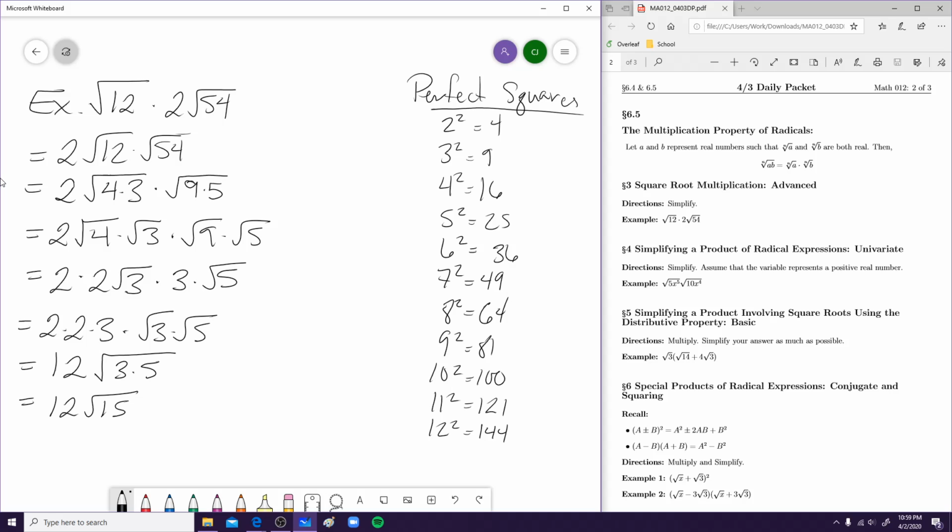For good measure, I'm going to check this. The biggest perfect square that's smaller than 15 is 9, but 9 doesn't go into 15 nicely. Neither does 4. So I know that this is as simplified as it can get. And that is our solution.